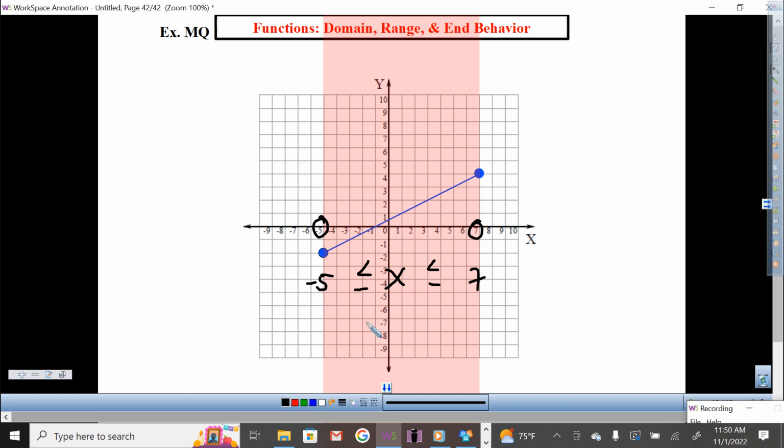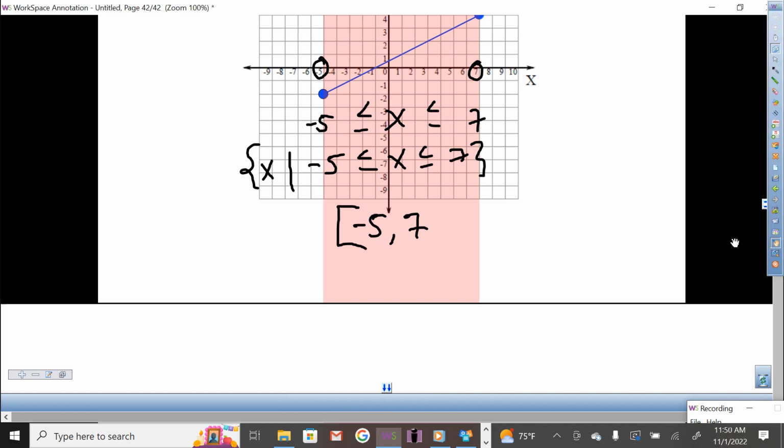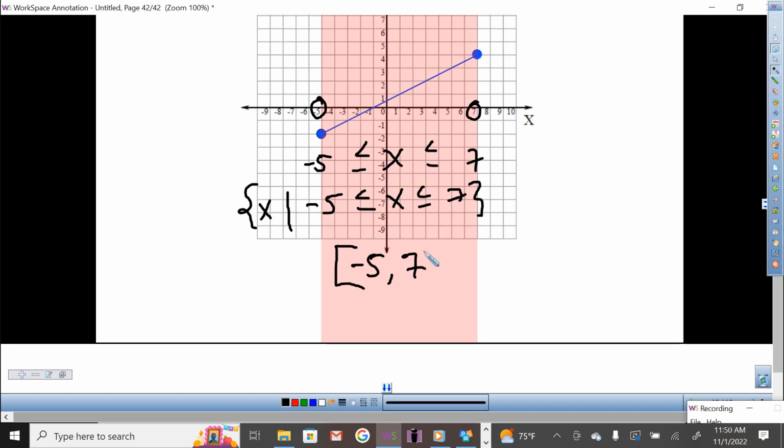How do we write that in set notation? Frida, go. Set of x such that -5 less than or equal to x less than or equal to 7. Hold on. One last thing. How about interval notation? -5, comma, 7. Since we have a solid point here, it's a bracket. And a solid point over here, it's also a bracket. And that's how you do the domain.